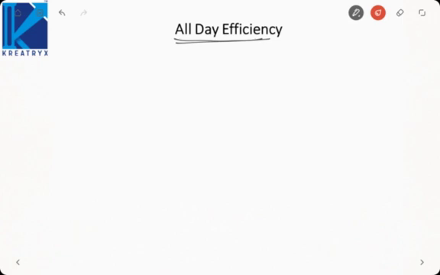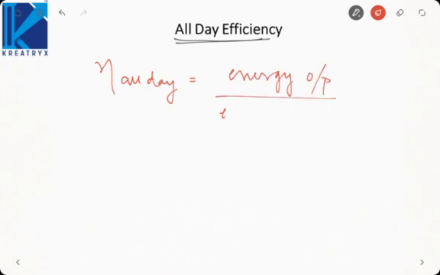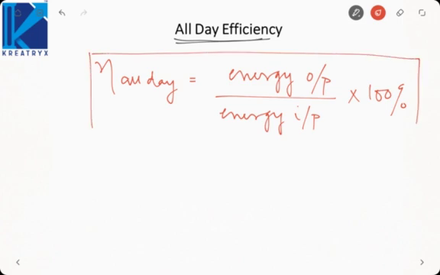That is, we must calculate the efficiency at the end of the day for the entire day. So how to calculate that? All day efficiency is given as energy output by energy input into 100%. We will calculate the energy that is output of the transformer for the 24 hours and energy that has been taken as input by the transformer for the 24 hours. The ratio of two energy will give me the entire day efficiency.